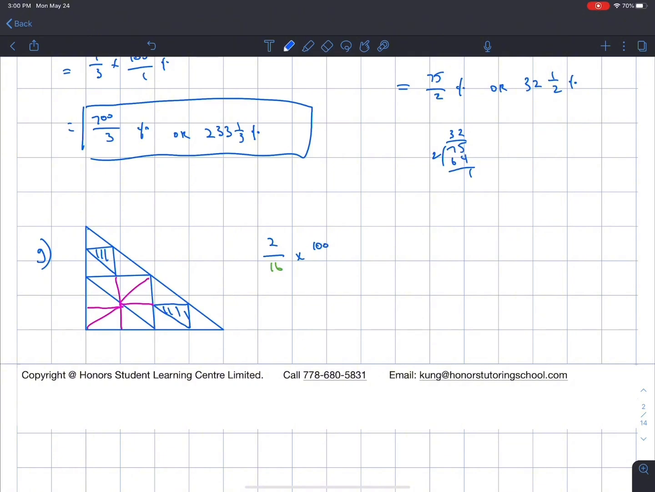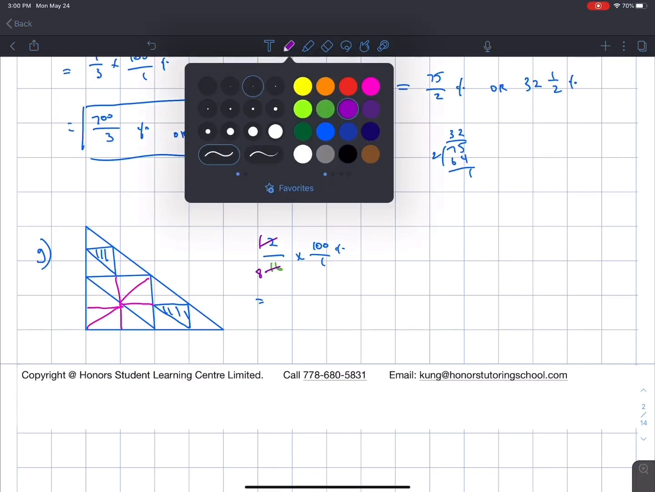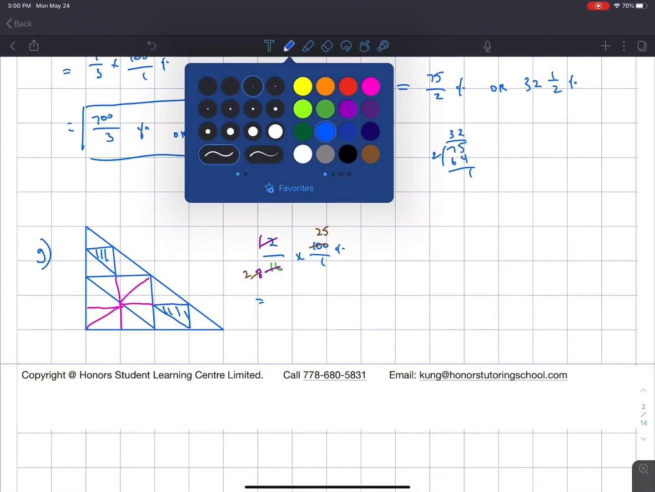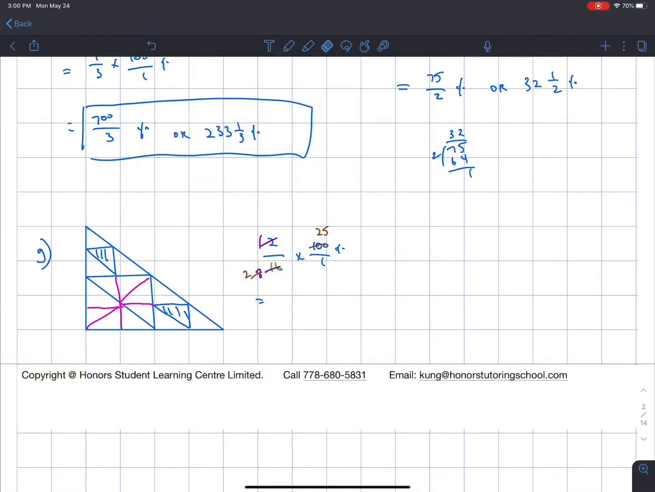Times 100 over 1%. We can divide this by 2 to get 1, divide this by 2 to get 8, and then divide this by 4 to get 2, divide this by 4 to get 25. So our final answer is just 25 over 2%. Or we can say that's 12.5%.